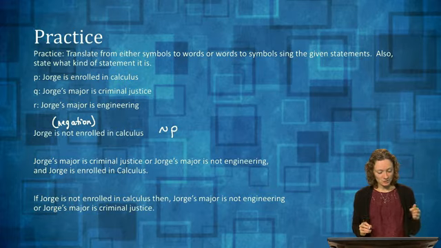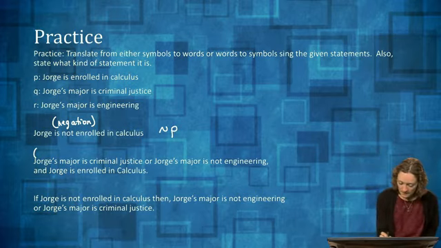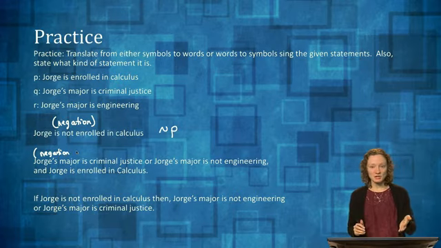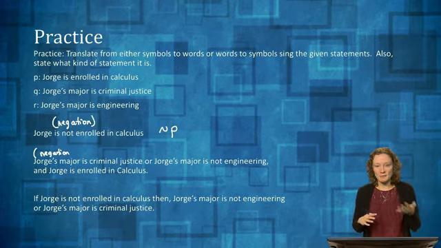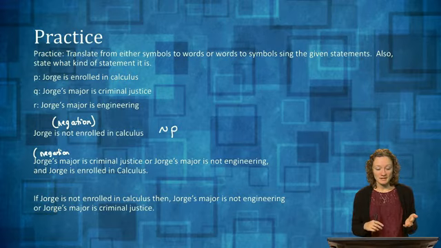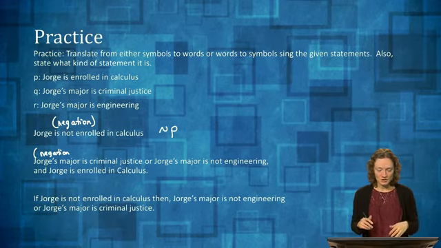The next one, George's major is criminal justice or George's major is not engineering, and George is not enrolled in calculus. So for this one, I see a negation, the opposite of one of the initial ideas. Let me just point out, my initial ideas were all presented in kind of a positive way. George is enrolled, his major is this, his major is this. But an initial idea could be presented as George is not in calculus. And then the opposite of that would be George is in calculus. So just keep that in mind.